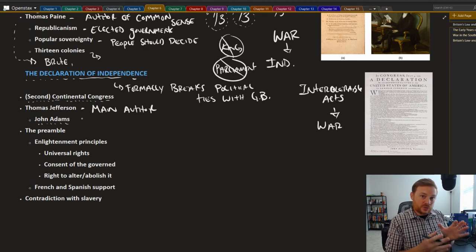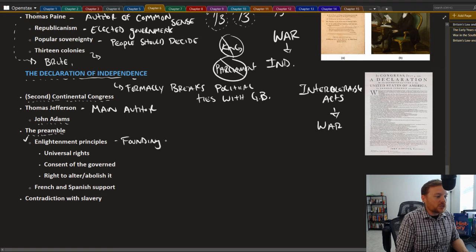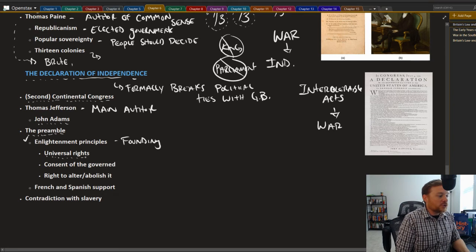And the Declaration of Independence, for the most part, is just a list of grievances, everything that the British Empire has done against the colonies, and the reason for why they're breaking away. But perhaps the most well-known part of it is the preamble, and it's the preamble of the Declaration of Independence that really reflects all of the Enlightenment principles, or what we might call the founding principles for which the United States is founded on. It talks about how people have universal rights or natural rights. Thomas Jefferson lists them as life, liberty, and the pursuit of happiness.